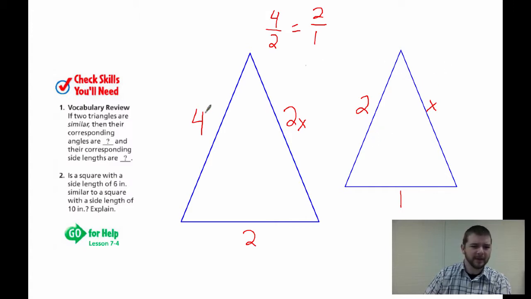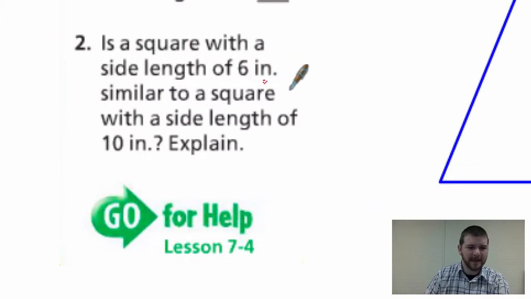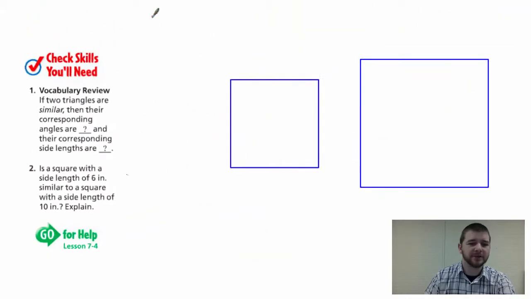Number 2 says, is a square with a side length of 6 inches similar to a square with a side length of 10 inches? Explain. To answer this problem, let's consider 2 squares. Maybe in your head visualize, or take a look at the squares I've given you. Well, one is just a dilated version of the other. And so yes, these are similar.